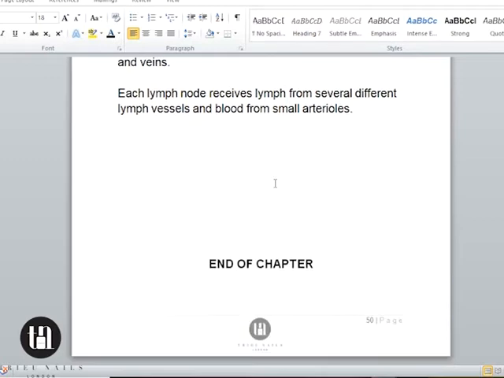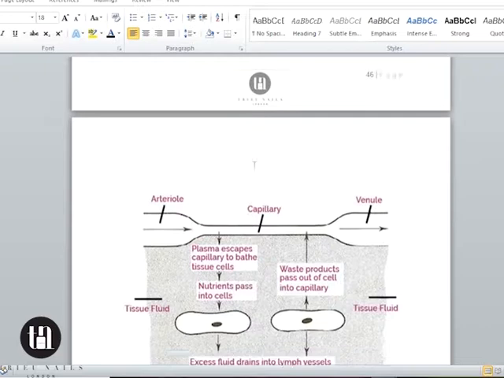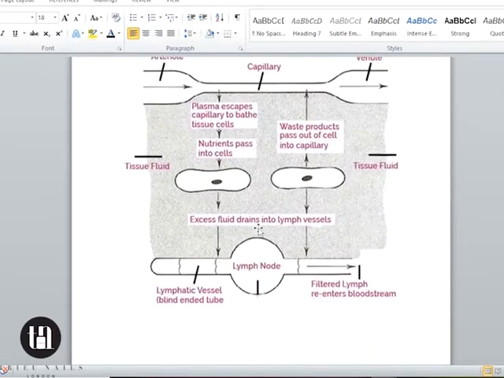So that's it on the lymphatic system. There's a lot to take in, but as you're reading these notes and I'm going through them, make sure you always refer back to this diagram. You also might have your own course notes, which you might want to refer to.